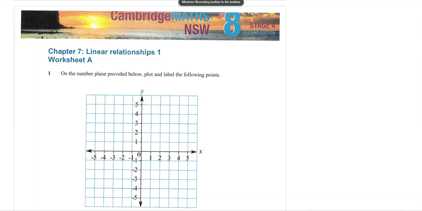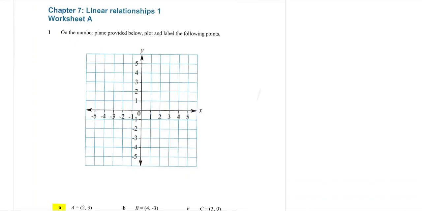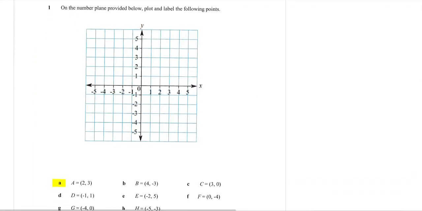The very first thing you need to remember how to do in linear relationships is to plot points. So I've just highlighted A, the very first one there. I'm going to plot the point 2, 3. Remember, the first value is the X value and the second one is the Y value. So I'm going to go sideways first to 2 and then up to the 3 and put a dot. That would be the point A.